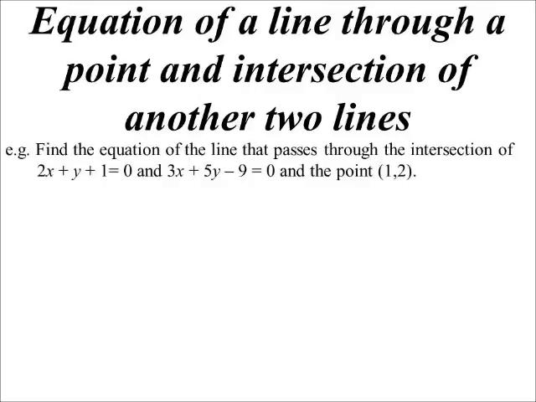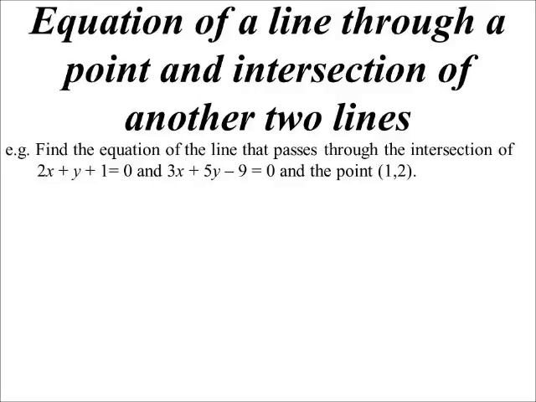Let's have a look at this question here by means of an example. So we're going to find the equation of a line passing through the point of intersection of two lines, both in general form in this case. 2x + y + 1 = 0. 3x + 5y - 9 = 0. But it also goes through the point (1, 2).